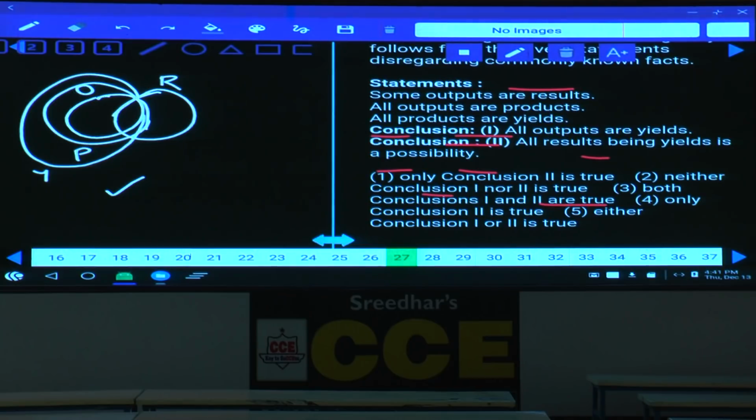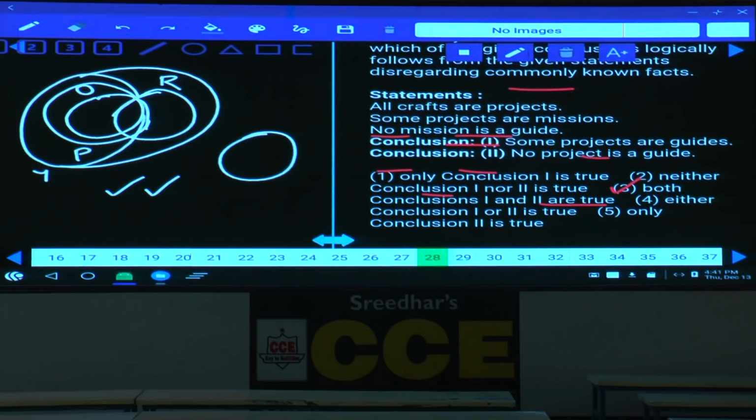And the next one, all results being yields is a possibility, because now we can write these yields like this. As all the statements are affirmative, we can write as a single diagram. Hence, this is also possible. Then what is your answer here? Both the conclusions follow, that is choice 3. Question number 27, choice 3.